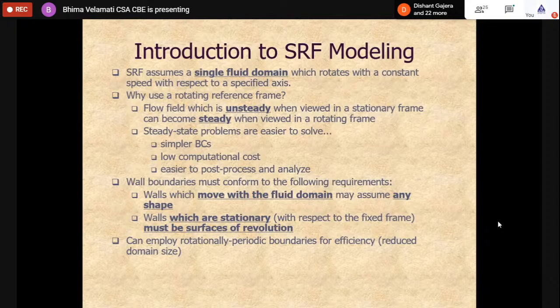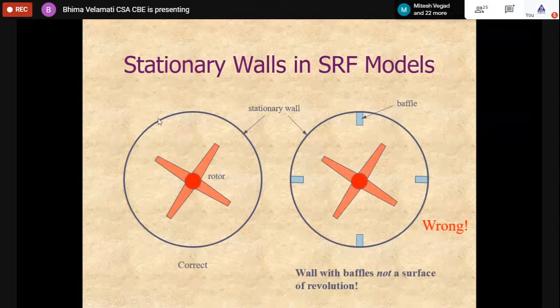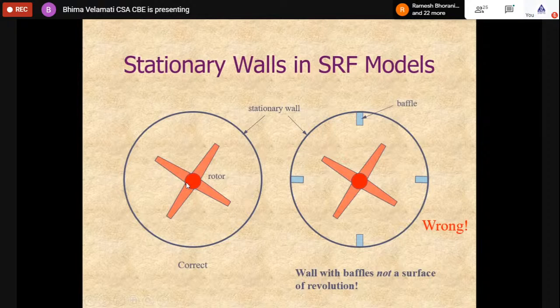What is the restriction? One, wherever I put a boundary for my domain, it should be a surface of revolution. Okay. Let us give an example. You have a rotor like this. If this is my stationary wall and if this is the axis, the stationary wall should be a surface of revolution. That means it should be symmetric with respect to the axis. Whereas if I have baffles like this, that is not valid.